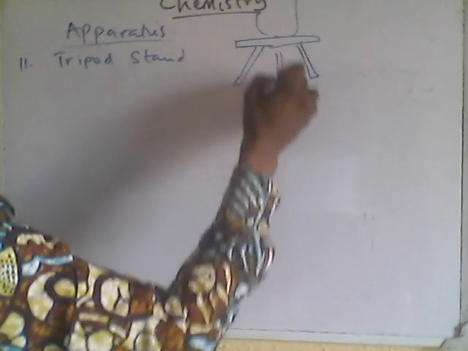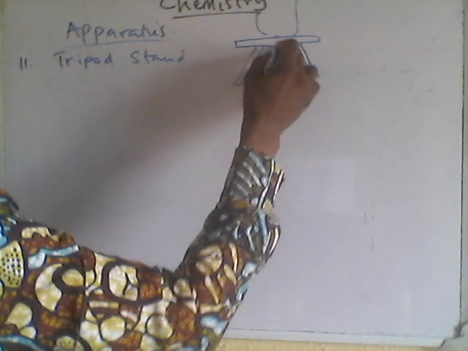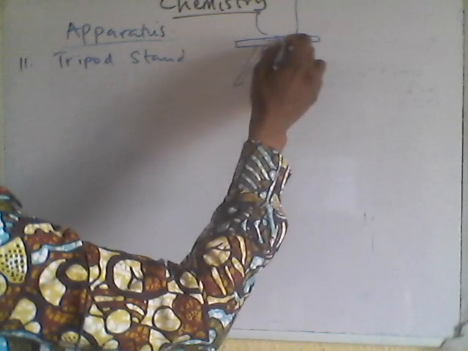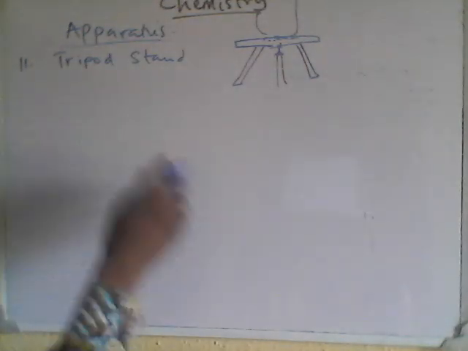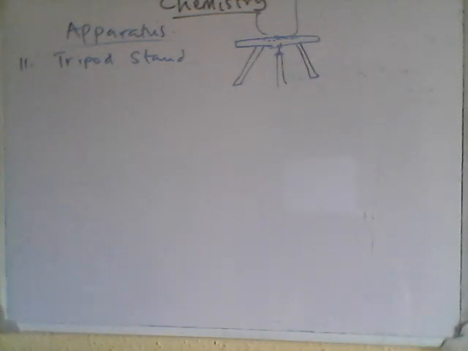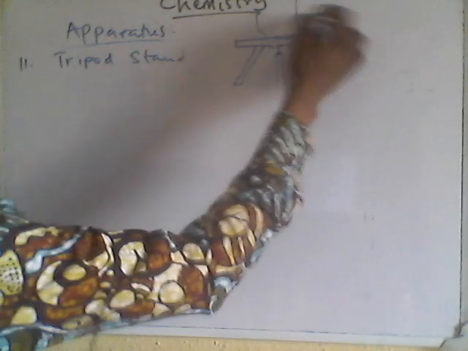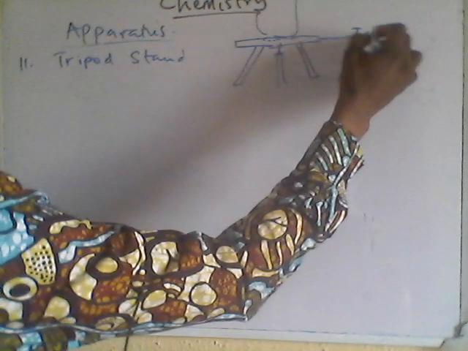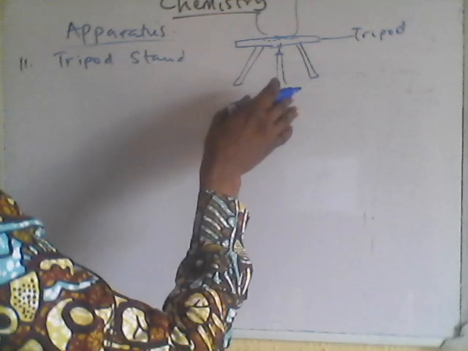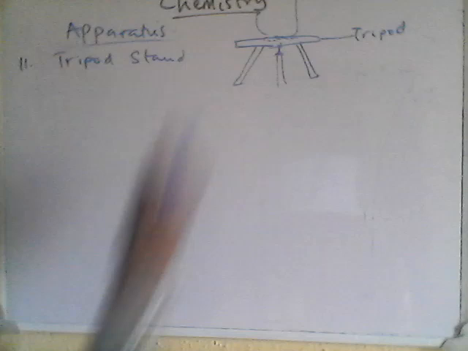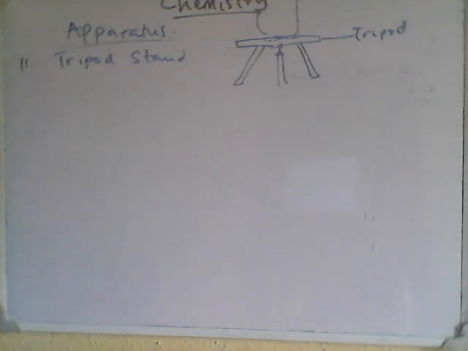You can heat, maybe you put your Bunsen burner here, you can heat from there. Normally a wire gauze goes here so that the heat can touch the container. This is a tripod stand. It holds the container over the Bunsen burner during heating. So you place it on top of the Bunsen burner. That is a tripod stand.